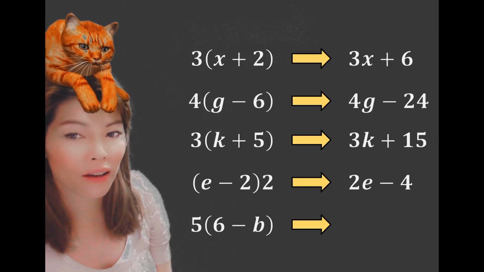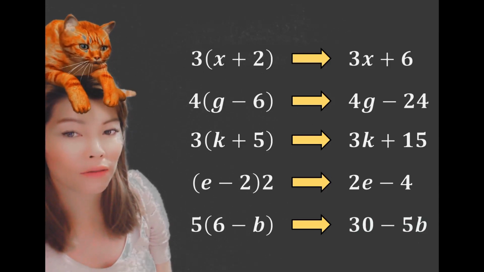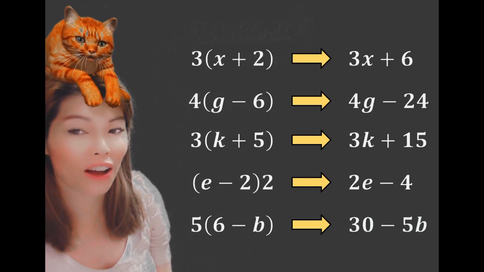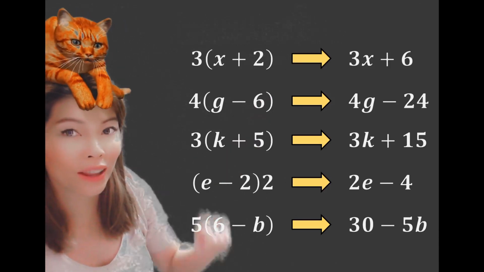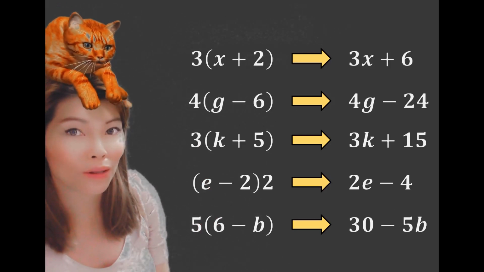And lastly, 5 times 6 is 30. And then 5 times minus b is minus 5b. If you've forgotten how to expand, click on the little corner there. There's a video and it'll take you there to revise.